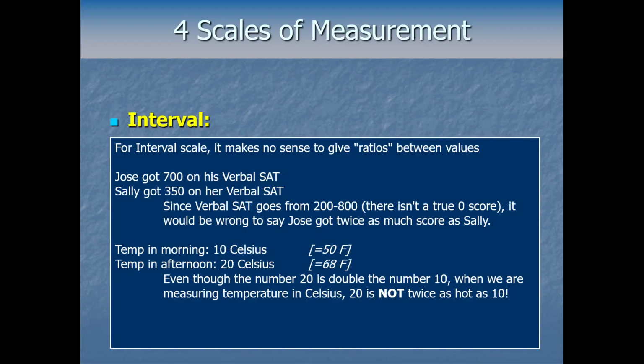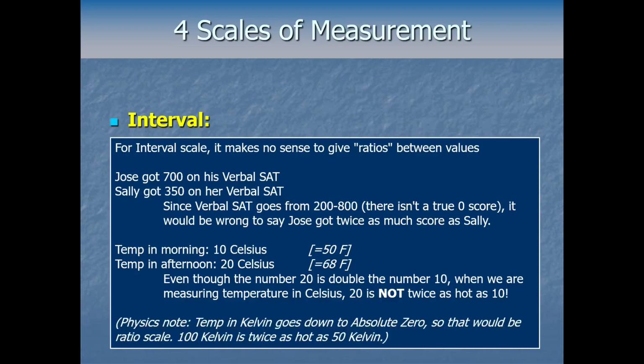That doesn't make sense because we're literally talking about 50 degrees Fahrenheit in the morning versus 68 degrees Fahrenheit in the afternoon. No one's going to describe that as objectively half the temperature. So even though the number 20 is double the number 10, when we're measuring temperature in Celsius or in Fahrenheit, 20 is not twice as much as 10. We're assigning numbers, and they're equally distant from each other, but in this special interval scale kind of way, not in a ratio scale. There's no absolute zero here.